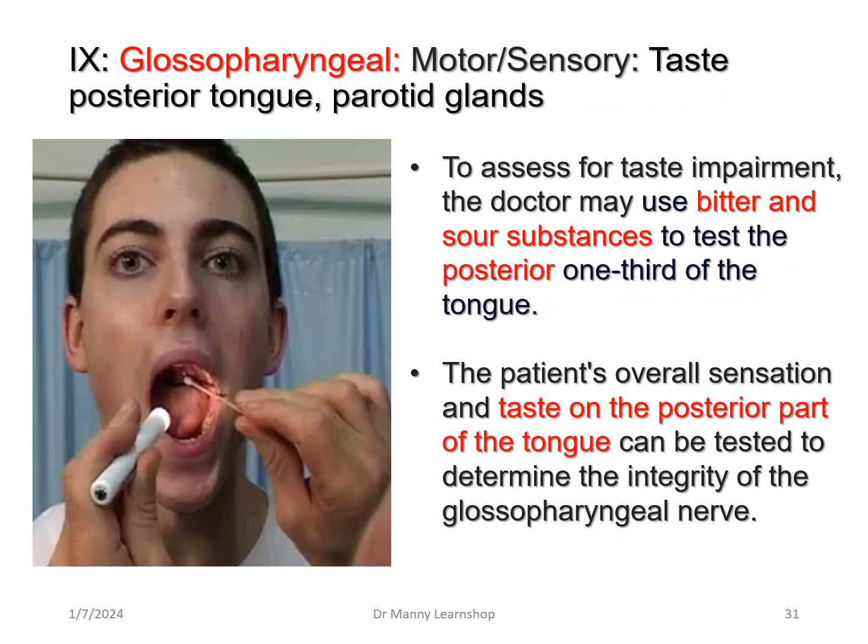Then you have the 9th cranial nerve, which is the glossopharyngeal. And this is to do with taste on the posterior of the tongue, and it involves the parotid glands as well. Now, to assess the taste impairment, the doctor will use bitter or sour substances to test the posterior 1/3 of the tongue. The patient's overall sensation and taste on the posterior tongue can be tested to determine whether the glossopharyngeal nerve is working effectively. Bitter and sour substances, posterior tongue.